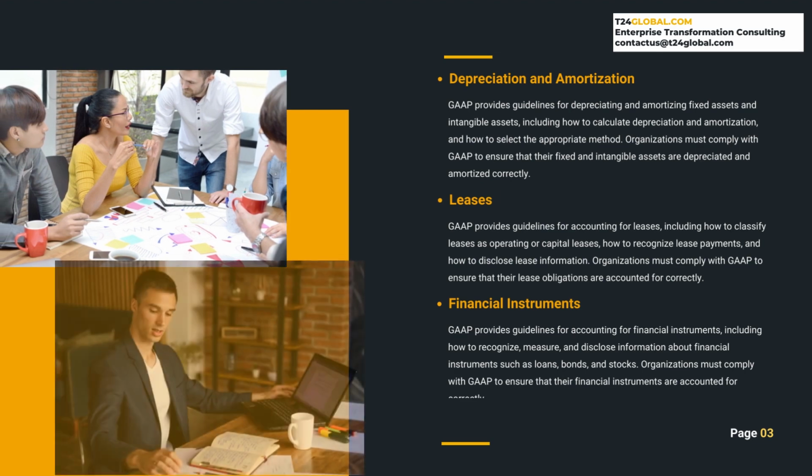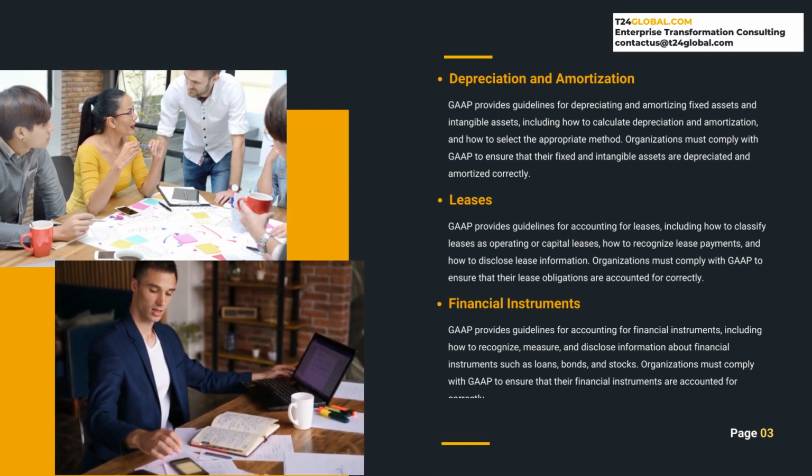4. Depreciation and amortization. GAAP provides guidelines for depreciating and amortizing fixed assets and intangible assets, including how to calculate depreciation and amortization, and how to select the appropriate method. Organizations must comply with GAAP to ensure that their fixed and intangible assets are depreciated and amortized correctly. This is important for businesses as it helps to accurately reflect the value of these assets over time, which can impact financial reporting and decision-making. For example, if a business does not depreciate its assets properly, it may overstate its profits and mislead investors.